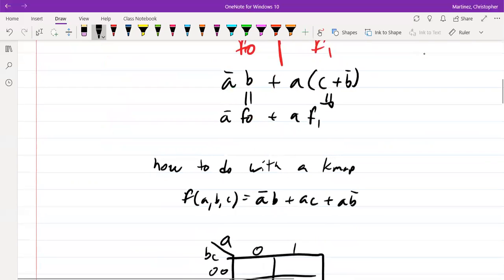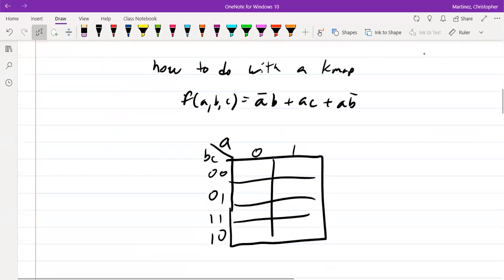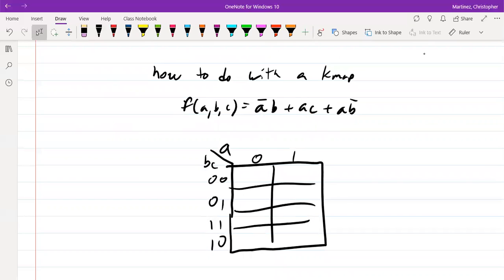Well, we could do the same thing with a Kmap. So how about we do it if I don't want to do the Boolean algebra? I just want to do the Kmap. Okay, so here's the same function. And what I'm going to do is, let's just fill in the Kmap first.